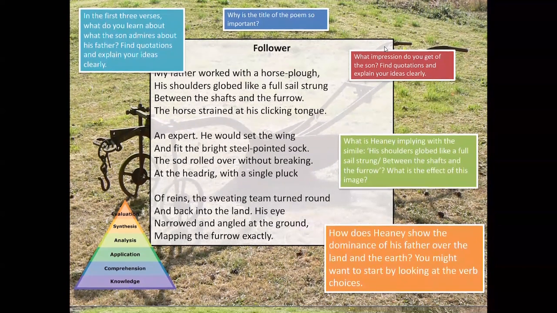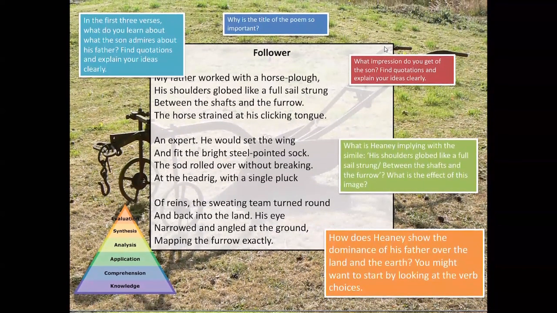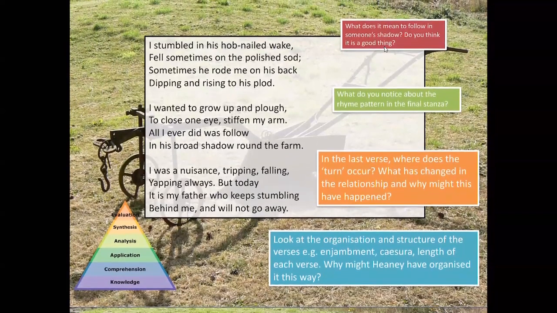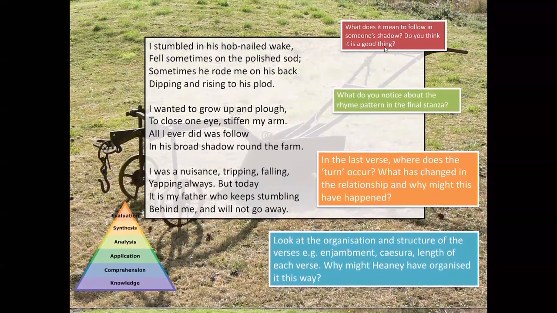Okay, so there's some questions there for you to think about, and will hopefully help you gain a much deeper understanding of the poem. A few more questions as we go to the second half of the poem. What does it mean to follow in someone's shadow? Is it a good thing? What do you notice about the rhyme pattern in the final stanza?